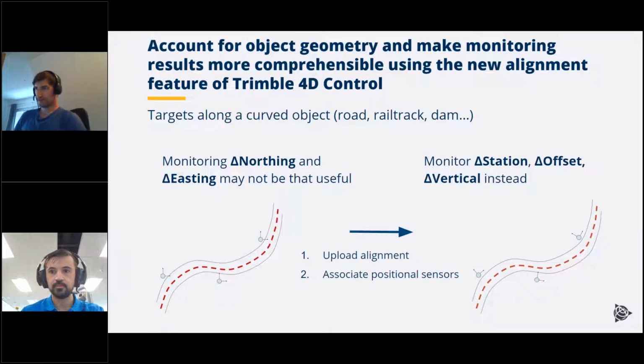All right, so now let's go into the new key feature of T4D version 6.2, which is the so-called alignment-based monitoring. Alignment-based monitoring, what does it mean? So if you think about a tunnel, for example, a road, a railway, bridges, or a dam, so basically any monitoring object that has a curved geometry, this is a very useful feature.